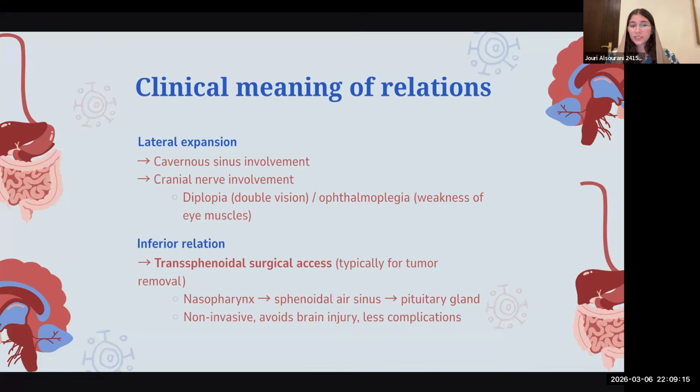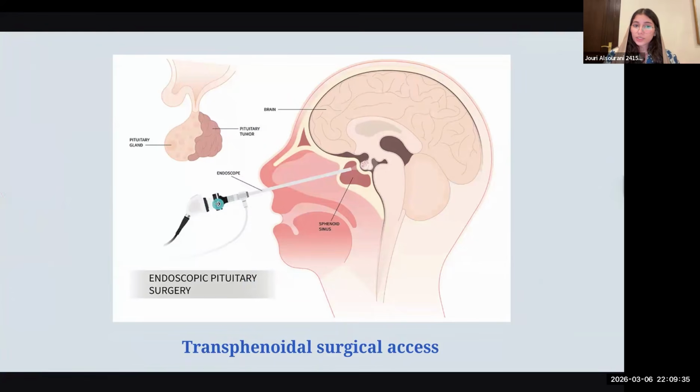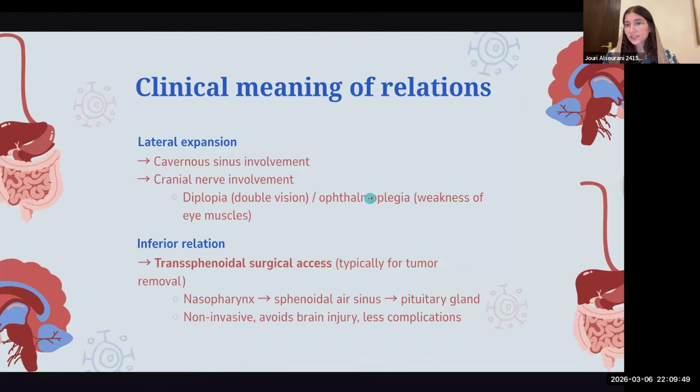And for the inferior relation, we said that below the pituitary gland, we have the sphenoid sinus. Why is this useful? Because when we want to have pituitary surgery, if we want to remove a tumor, instead of having to cut and have a very invasive procedure, what can be done is we can get an endoscope and we can just put it through the nasopharynx, through the sphenoid sinus, and we can reach the pituitary gland without having any invasive procedures. So it's just much simpler access to the pituitary gland. It's non-invasive, it has higher success rates, less complications, and so on.